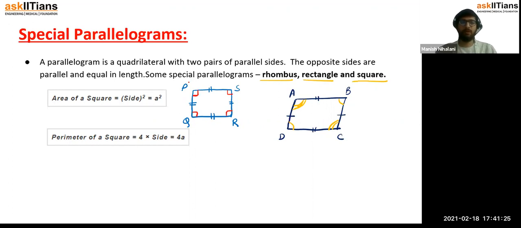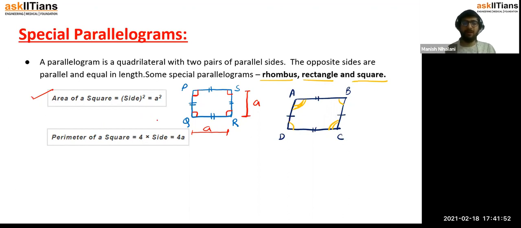If the side of the square is a, then its area would be a into a, the length times the width. We know that all sides in a square are equal, therefore its area would be a into a, that is a squared. Area of a square is a squared.